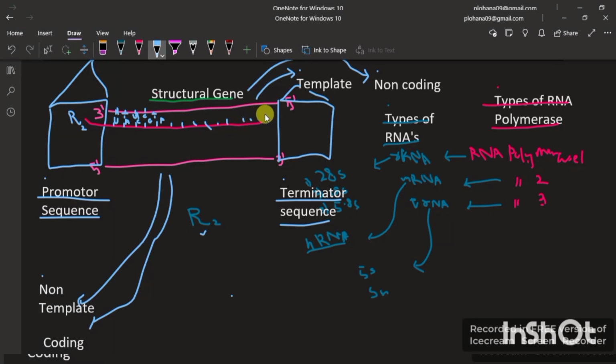So finally RNA polymerase 2 has reached here now. Now here it has to go back. So from where would it be going back? It would be going back from this terminator sequence. So from here RNA polymerase 2 will come back.